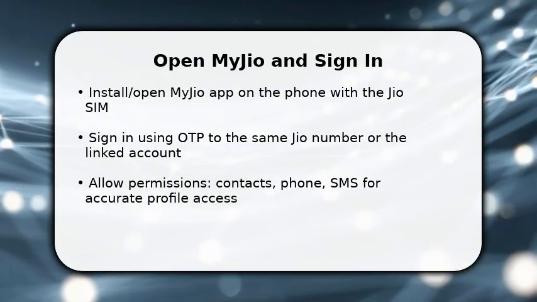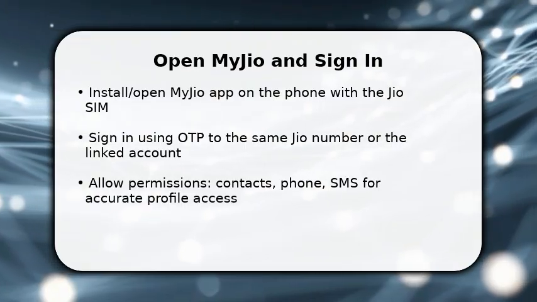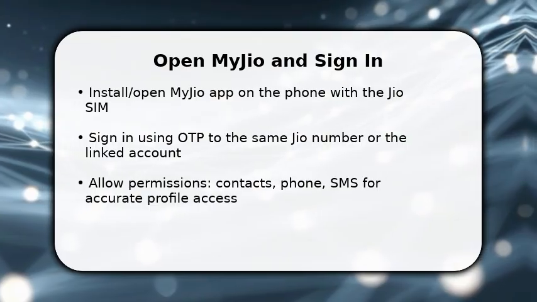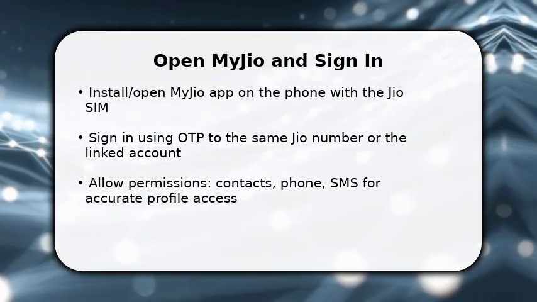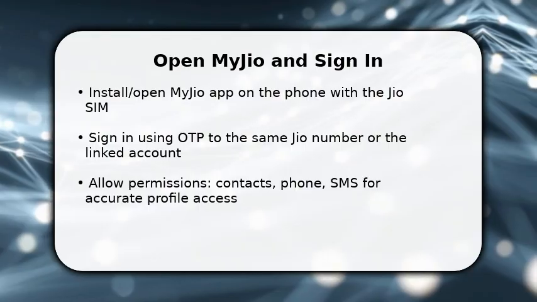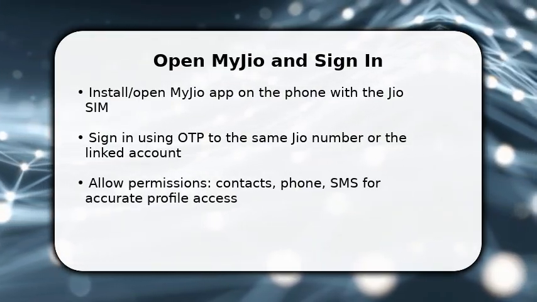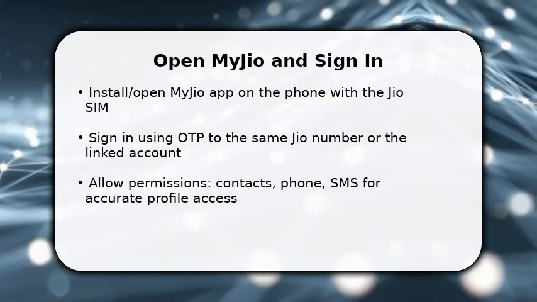You start by opening My Geo and signing in with the SIM already in the phone. Once done, accept the permission prompts so the app can read SIM/profile data. This is the first actionable step because My Geo pulls the active Geo number directly from your account.